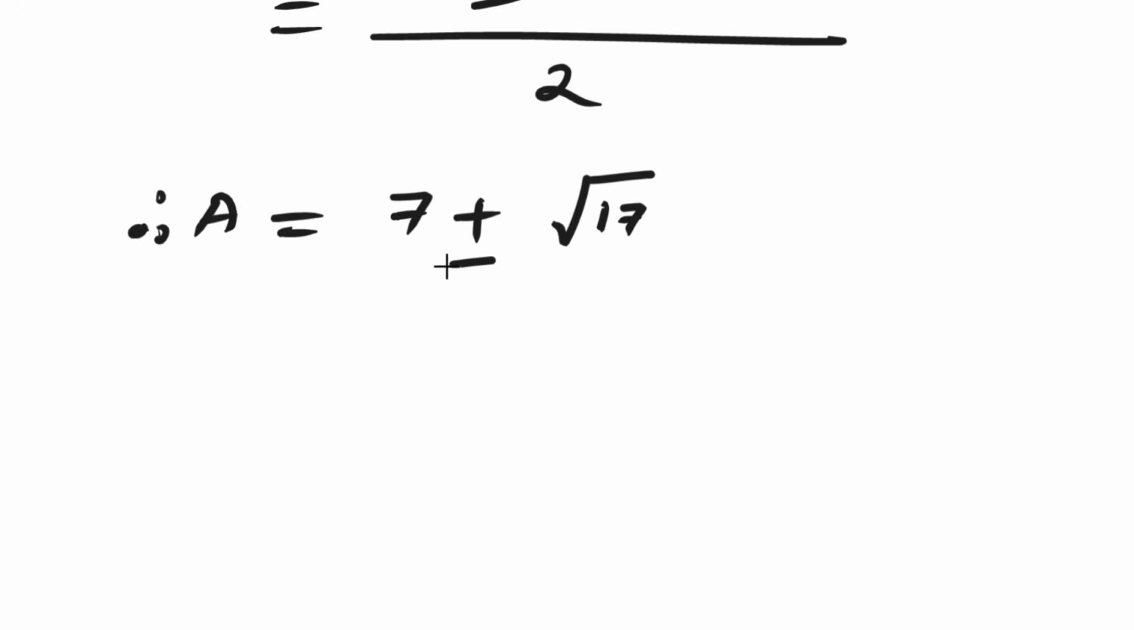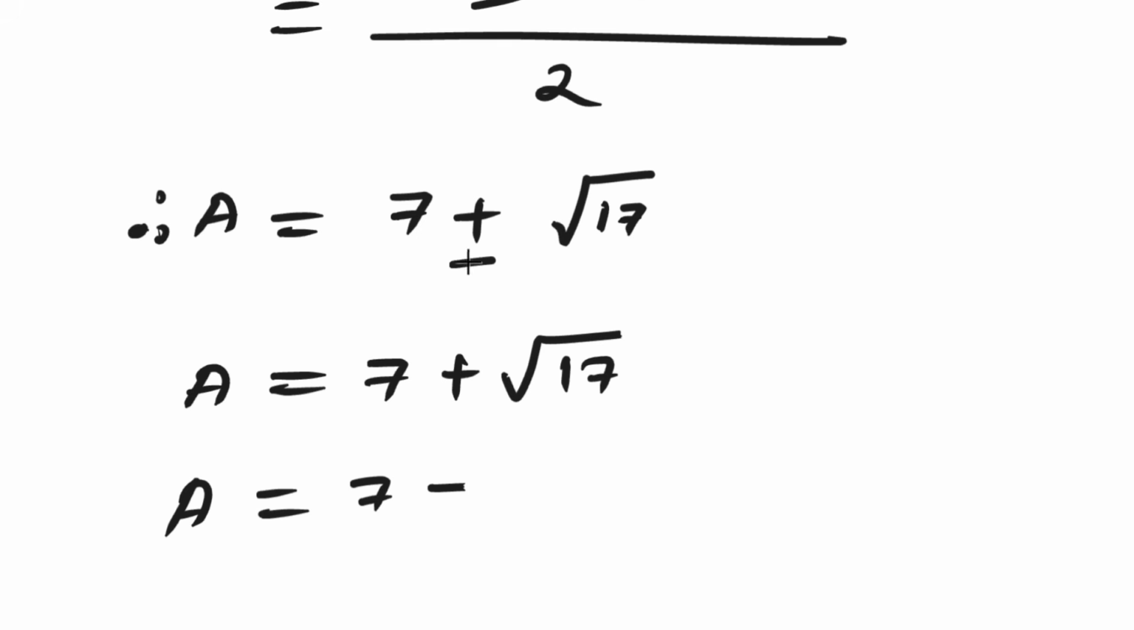Since the plus or minus sign represents 2 different possibilities, we obtain 2 values for a. The first value is 7 plus the square root of 17, and the second value is 7 minus the square root of 17.